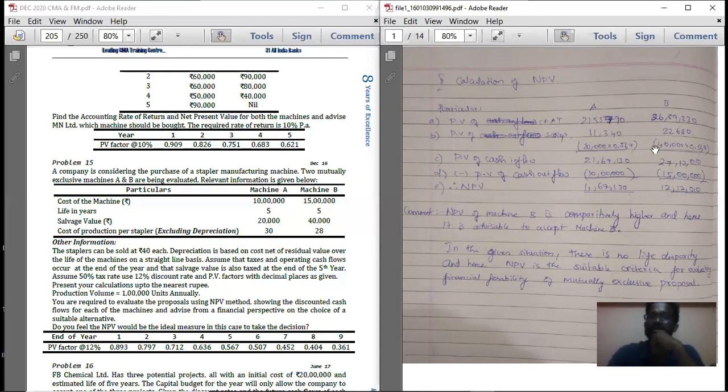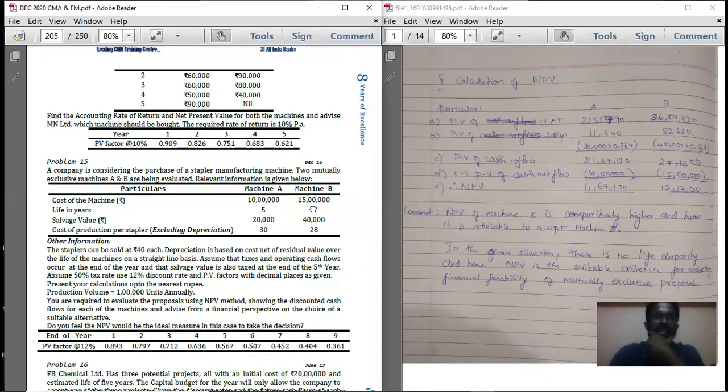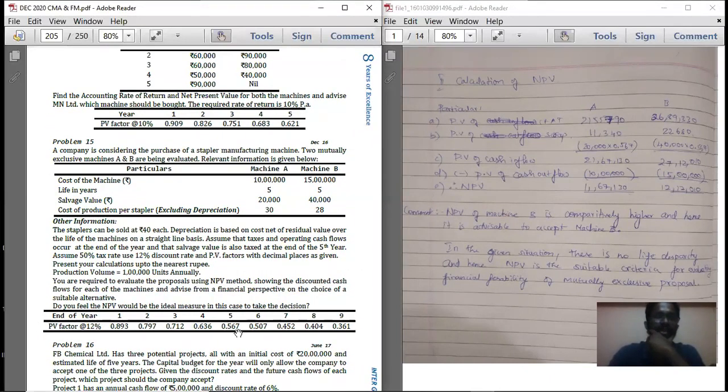For machine B, same like that. Leave one line. Below that line record how much is the salvage value: 40,000 at the end of 5 years. So for the 5th year, how much is the present value factor? 0.567. So open a bracket, 40,000 into 0.567. How much you are getting? You are getting 22,680. So above that line, in respect of present value of scrap, record 22,680. So these are the different cash inflows.